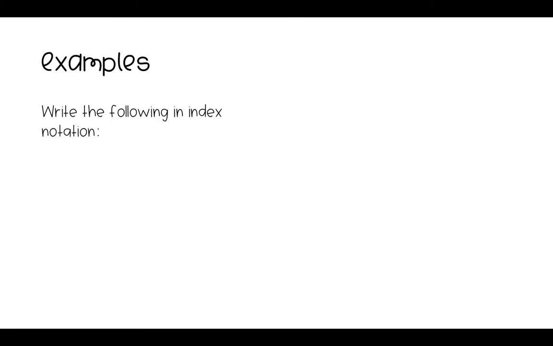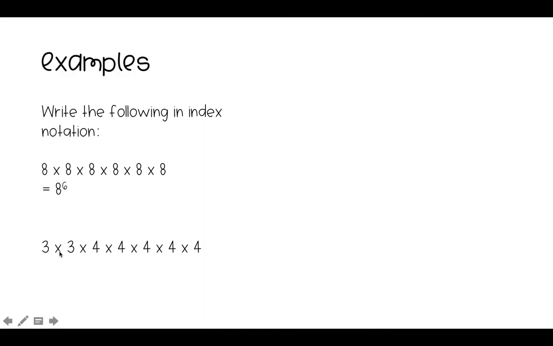So I want you to write the following in index notation, so with a base and an index. Okay, so 8 times 8 times 8 times 8 times 8 times 8, I think I said that right. What's the base here? So if we remember back to our other one, the base is what's repeated every time. So our base is 8, and 8 occurs 6 times, so our power is 6.